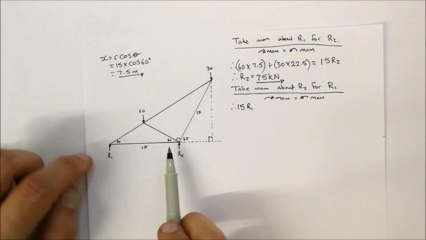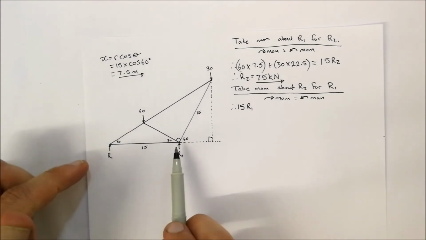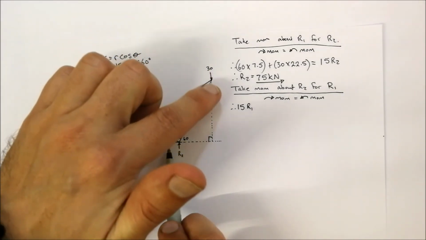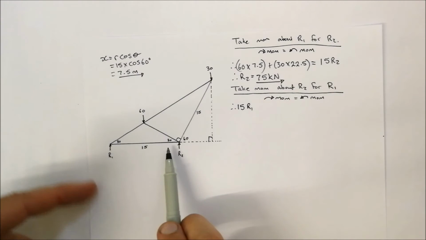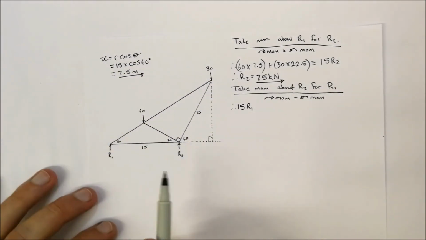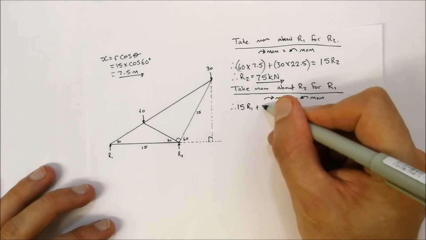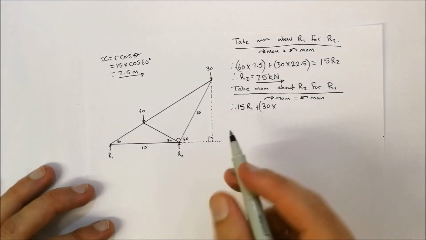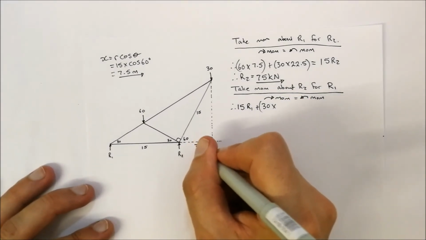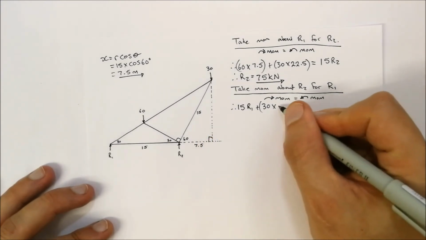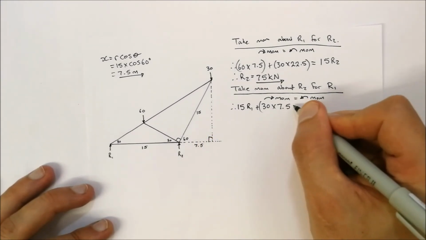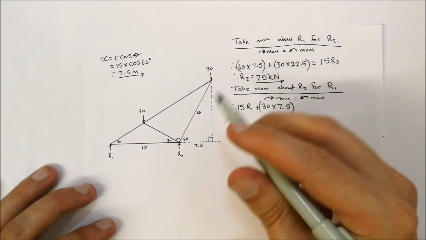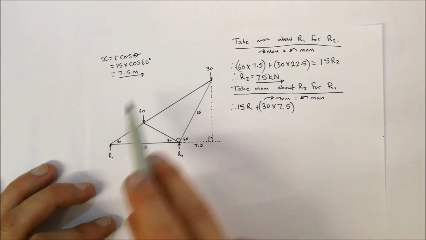Is there anything else going in the clockwise direction? Well, the 60 is not going in the clockwise direction, it's going in the anti-clockwise direction. But if you look, the 30 kilonewton force is acting in the clockwise direction. Okay, so plus 30 multiplied by, and it's away 7.5 meters. Remember, we calculated that over here. Okay, so multiplied by 7.5 kilonewtons. There's no other forces we can see acting in the clockwise direction.